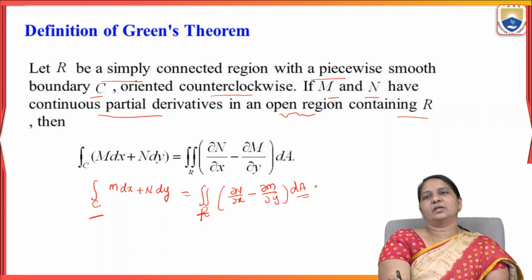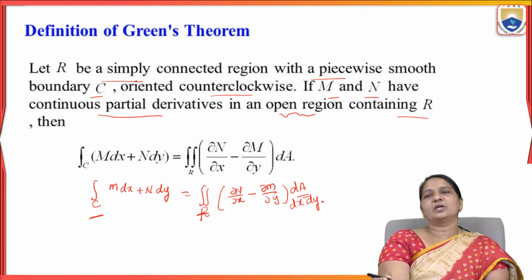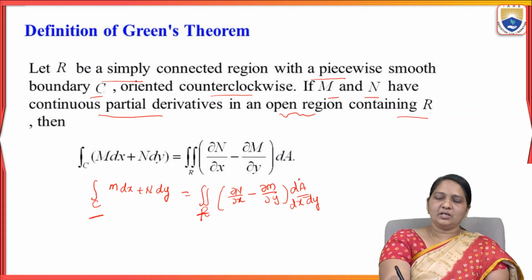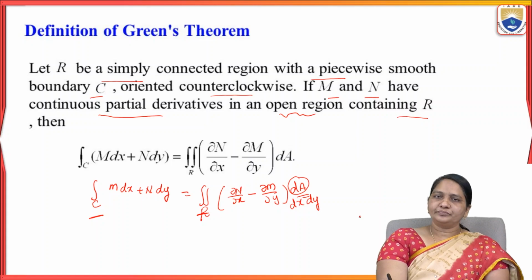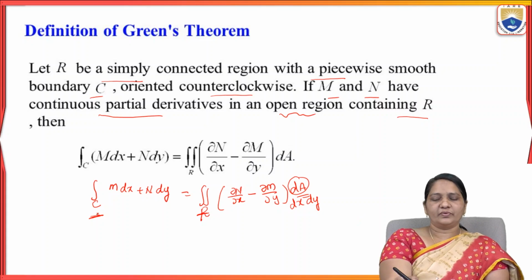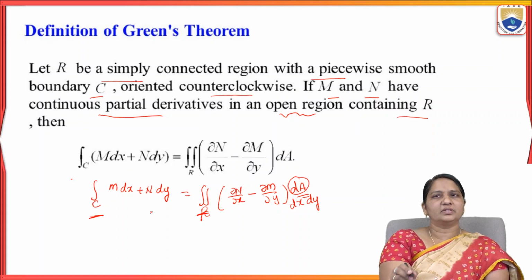Here dA means nothing but area. We can take dx dy. So the area we can calculate by using dx and dy. dA is equal to dx dy, or dy dx, or dz dx, based on the given problem. So this is the relation between the line integral and the surface integral. This is the statement of Green's theorem. We have to remember this statement.